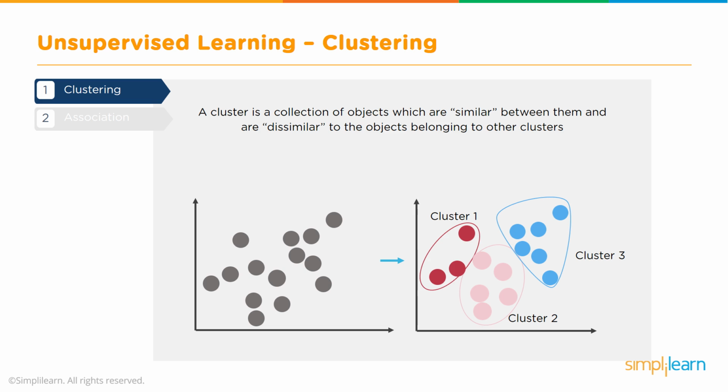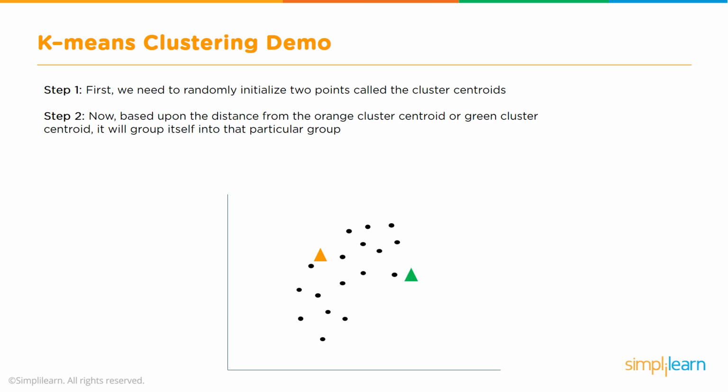And the basic idea of clustering is we're going to take similar items and cluster them together and move dissimilar items into their own group. In k-means clustering, the first thing we need to do is randomly initialize 2 points called the cluster centroids. And usually you pick them anywhere on the graph. You want to do them randomly so they're not in the same place.